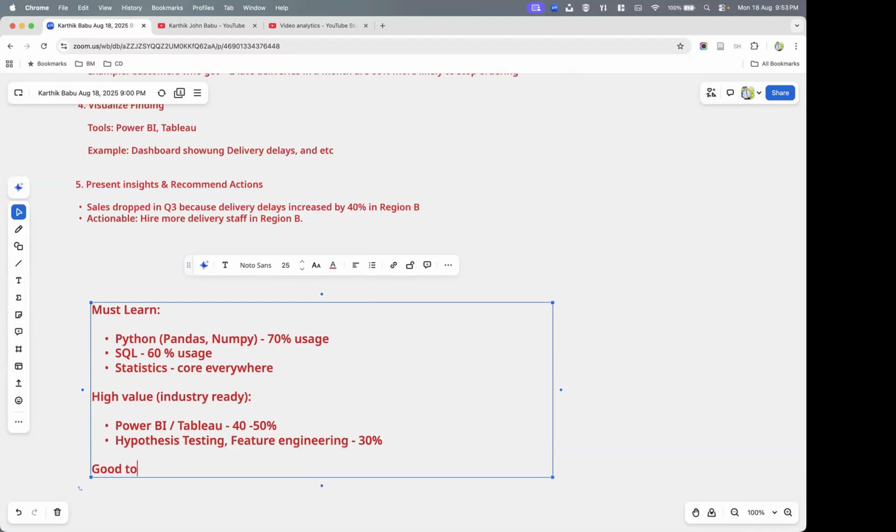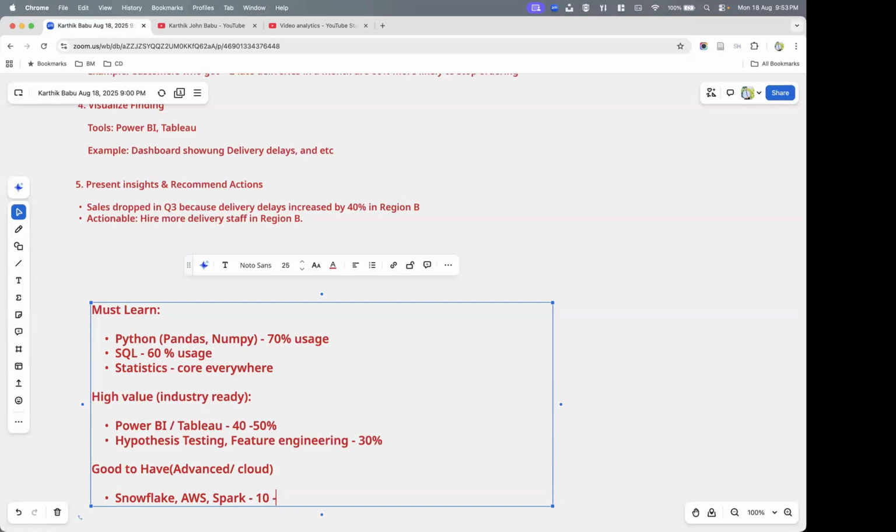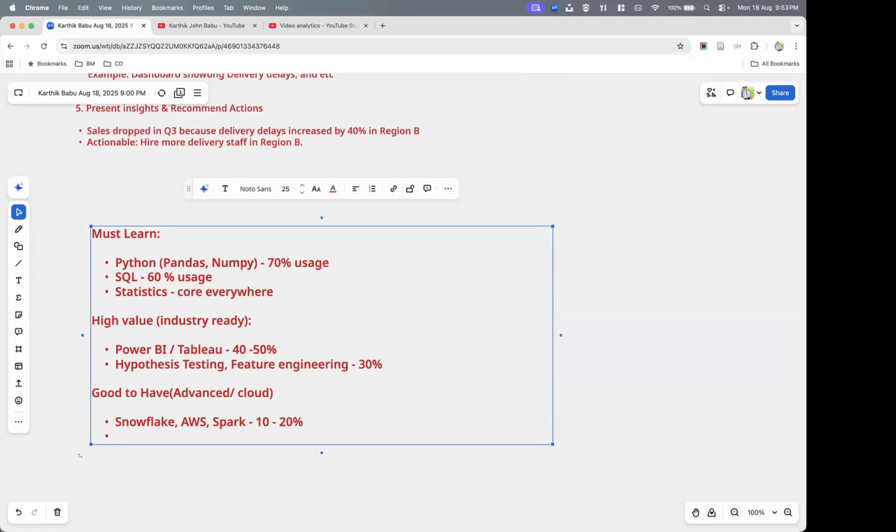Okay, what are the good-to-have skills? These are advanced and cloud skills: Snowflake, AWS, and Spark. How much will you use them in your day-to-day activities? About 10 to 20 percent. And the next, more relevant if you are trying to move into artificial intelligence or machine learning, is important as you move towards AI and ML engineering.